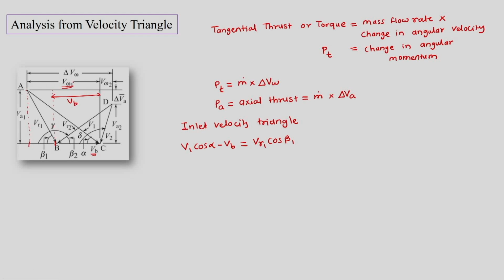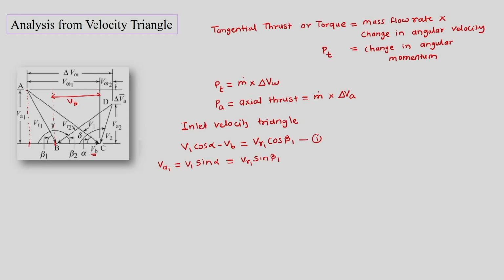This is Vb and this is Vw1. So, Vw1 is equal to V1 cos alpha. So, Vw1 minus Vb is this part, and this part is Vr1 cos beta 1. Similarly, Va1 can be written as V1 sin alpha, but that is also equal to VR1 sin beta 1.